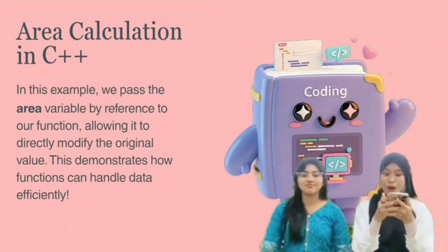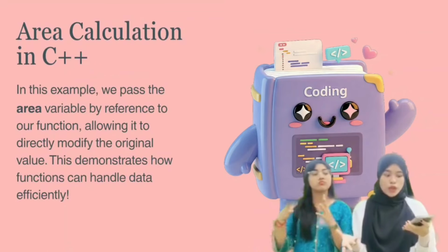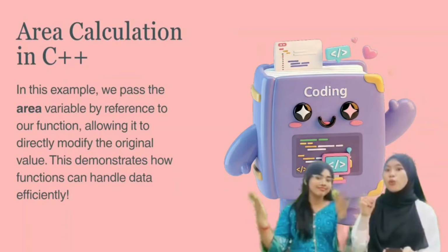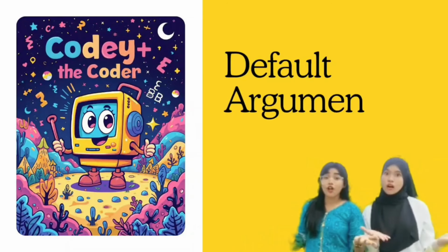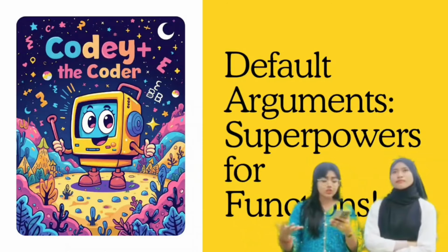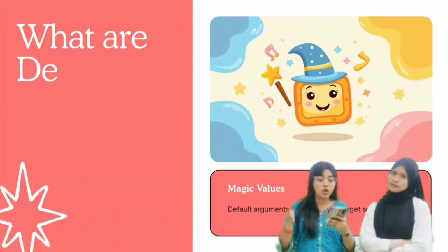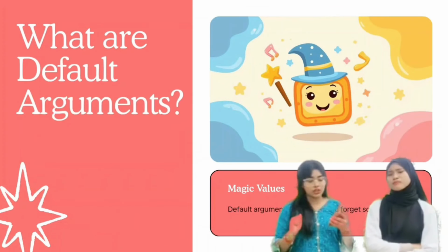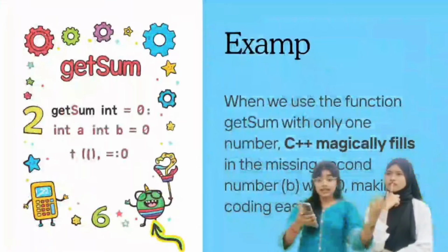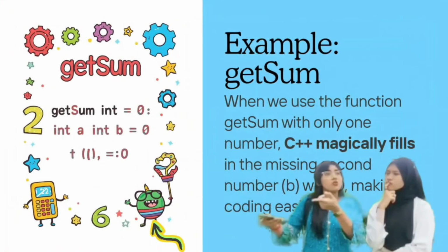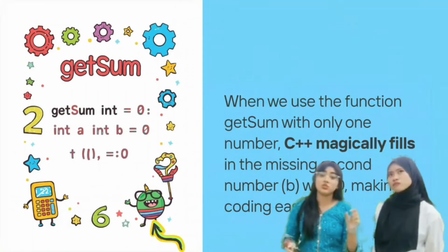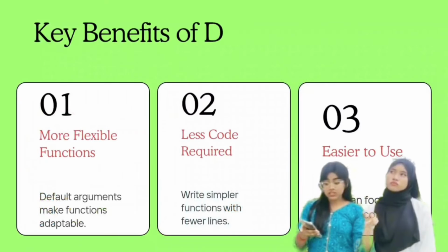Pass by reference is useful when we want the function to modify data or return more than one value. Third one is default arguments. Default arguments are values used automatically when we don't provide an argument during a function call. For example, if a function is defined as getSum(int a, int b = 0), we pass only one value and C++ uses 0 for the second value.